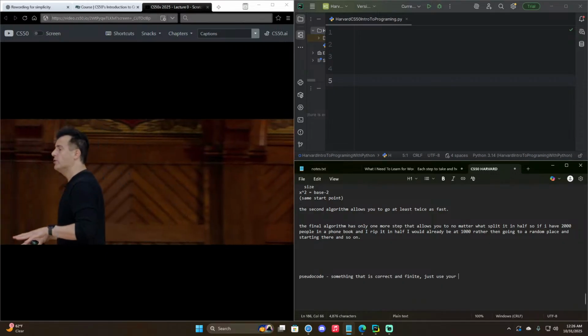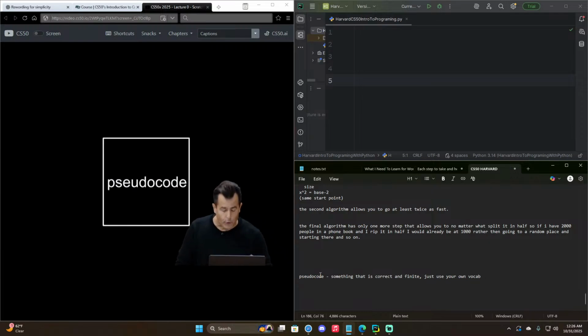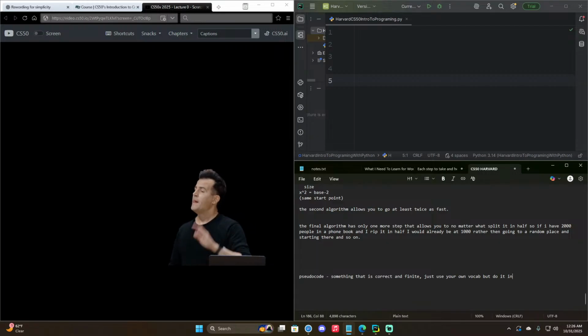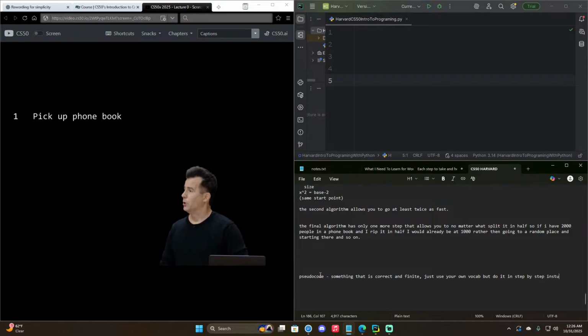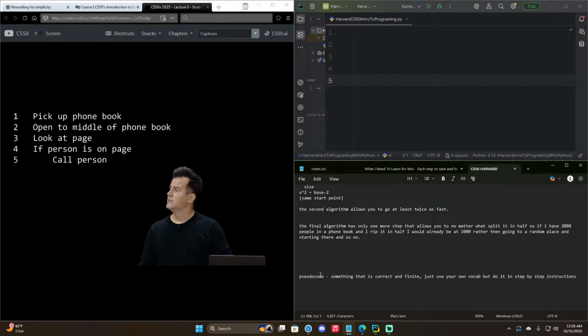There's no one way to write pseudocode. It's not some formal language. I'm just going to convert the steps I did intuitively to step-by-step instructions as follows. Step one, what I did was pretty much pick up the phone book. Step two, what I did was pretty much open to middle of phone book for the third algorithm. Step three, look at page. Step four, if person is on page, then step five.